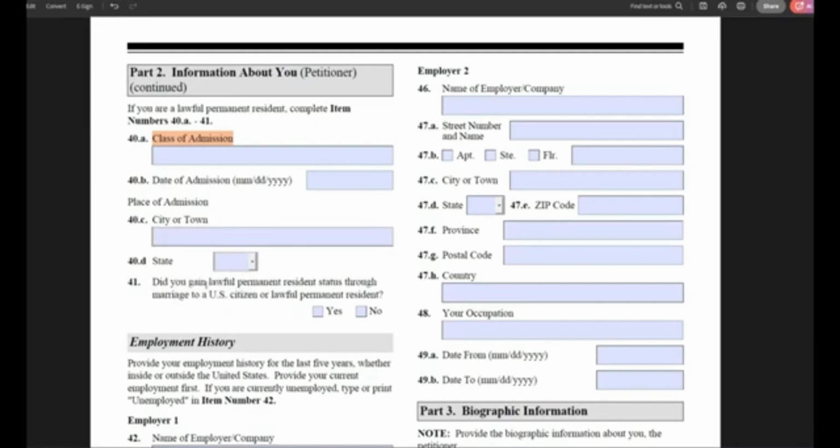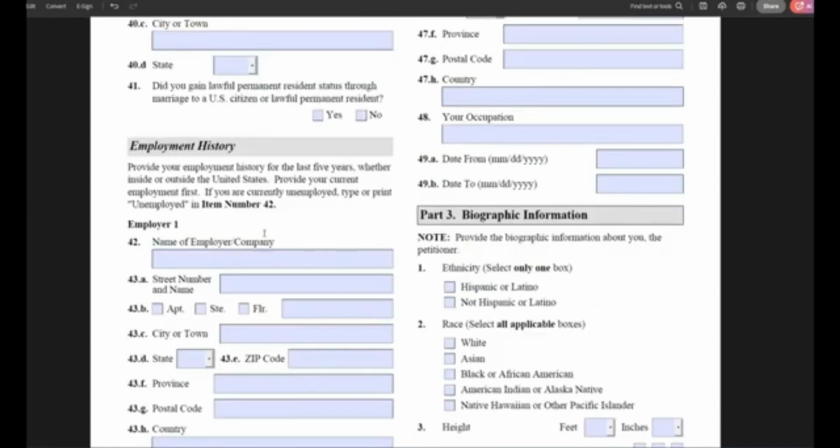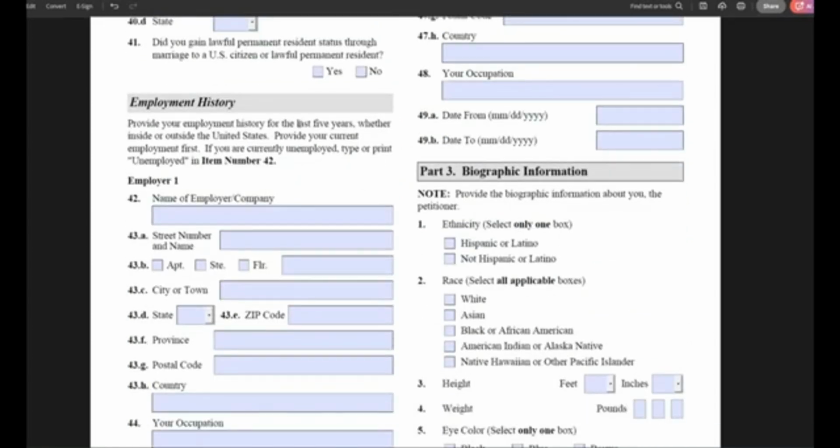And then it will ask you if you got your permanent resident status through a marriage based case before. But again, because we are a US citizen, we don't have to fill out any of this. Moving on to employment history. This is asking for employment history for the last 5 years.